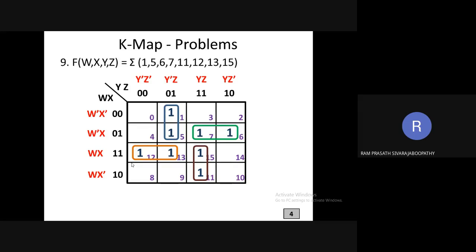Can you type it in the chat? I will help you. I have highlighted. What about the expression for this first grouping? What about the expression for the first group? In the row we are having W bar as common. In the column we are having only Y bar Z. So the expression is W bar Y bar Z.